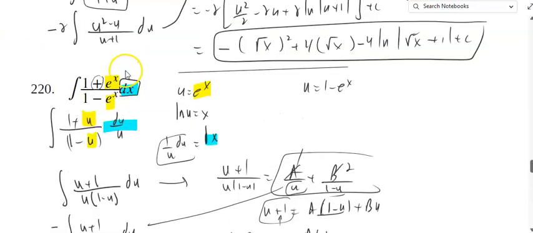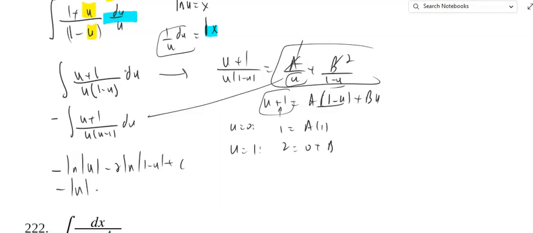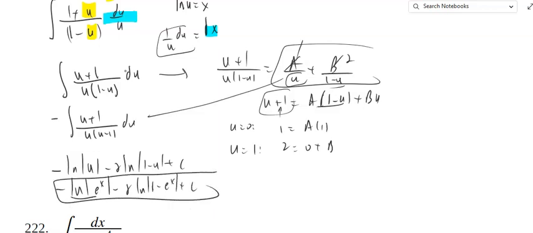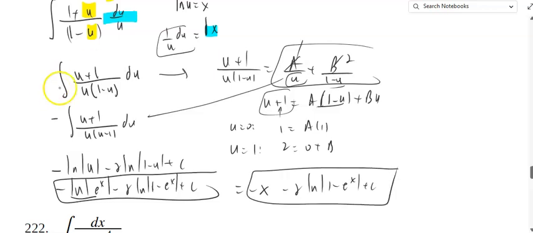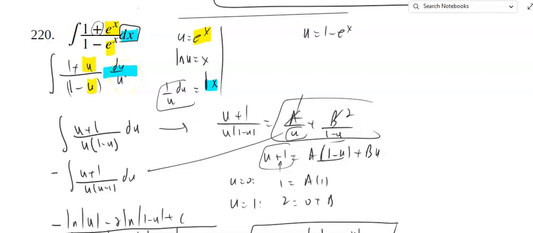U was e to the x, if you recall. Of course, these undo each other. You're really looking at negative x minus twice natural log of 1 minus e to the x plus c. I would like to remind you, when I wrote this as the integral of 1 over 1 plus e to the x dx plus the integral of e to the x over 1 minus e to the x dx, that right there was straightforward. Now, what if I would have let u equal this?